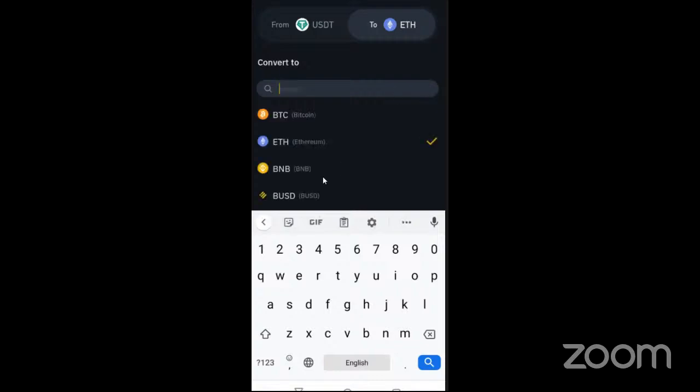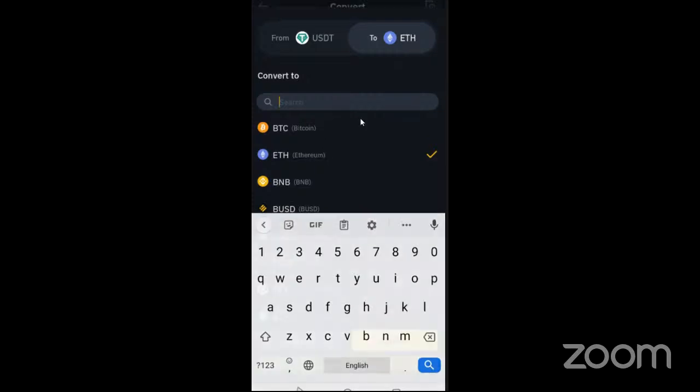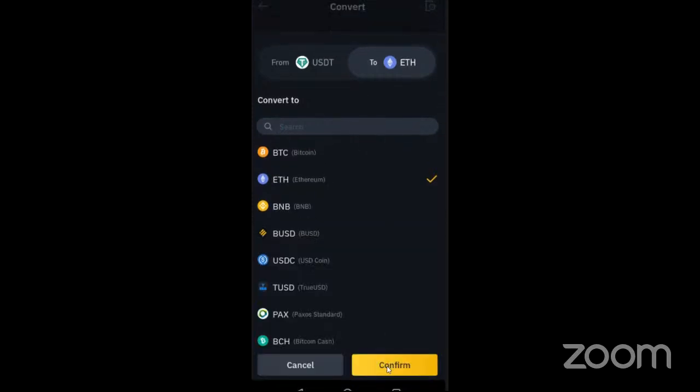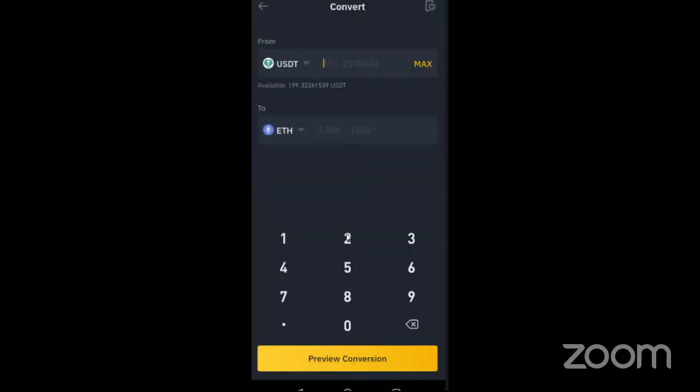If that is not what you want to buy, for any coin that you want to buy at any particular point in time, you can just scroll down and look for them, or if you know the name of that coin, you can simply go with that. But right now, let's say that we want to go with Ethereum. We just select that Ethereum, and then we click on confirm. So it's basically the same way.